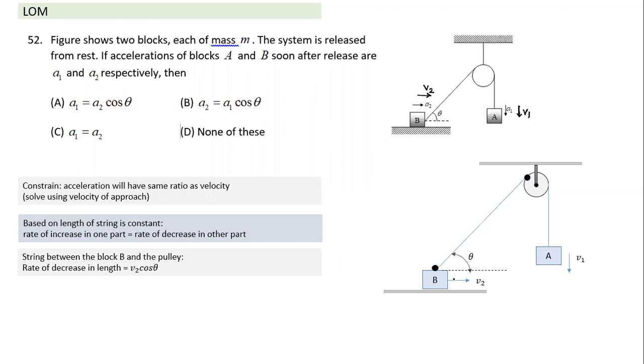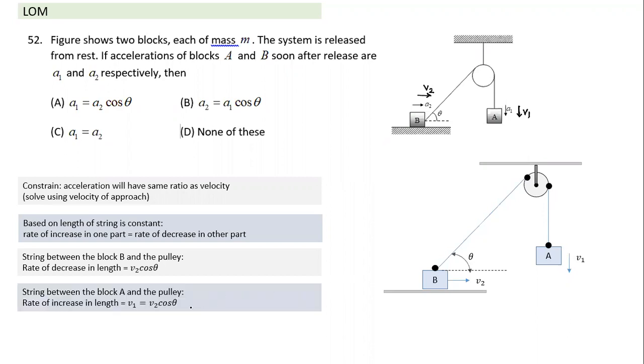If velocity is v2, take its component along this length. So the velocity of approach of this point will be equal to v2 cos theta. That's the rate of decrease of length. And if this length is decreasing, this length has to increase. This point doesn't change. So if this point is moving with velocity v1, it is moving away from this point with velocity v1. So the rate of increase of length of this part is equal to v1, and the rate of increase has to be equal to the rate of decrease. So that's the relationship: v1 is equal to v2 cos theta.